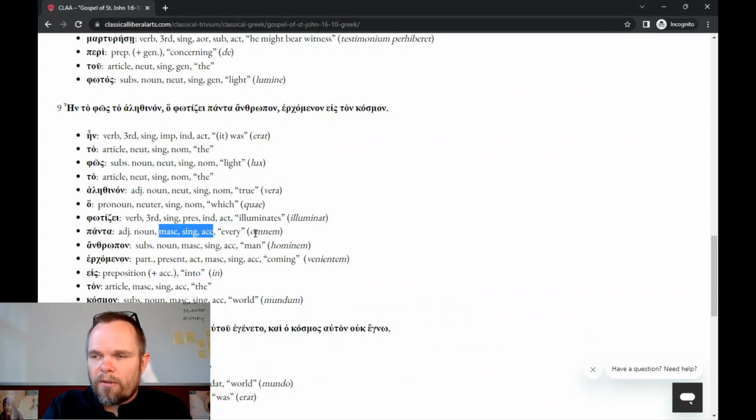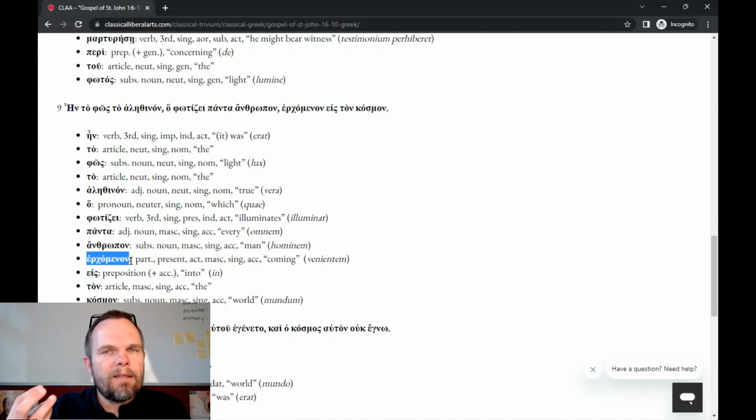You see also that St. Jerome noted this in the translation because he translated panta with a singular adjective, omnem, not omnes, plural, but omnem, singular, and he translated anthropon with the singular accusative form hominem, omnem hominem, panta anthropon, all right? Every man. Then we have the participle erkomenon, erkomenon.